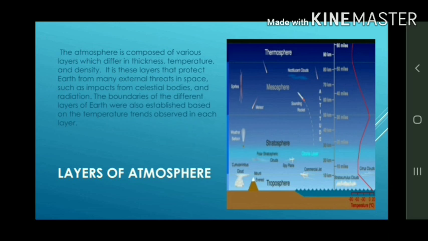The boundaries of the different layers of Earth's atmosphere were also established based on the temperature trends observed in each layer. So this statement explains that each layer of the atmosphere has a specific protective function or importance in making the surface of Earth habitable for organisms. It is important then to improve our air quality by minimizing the emission of air pollutants and to avoid the destruction of the layers of the atmosphere.